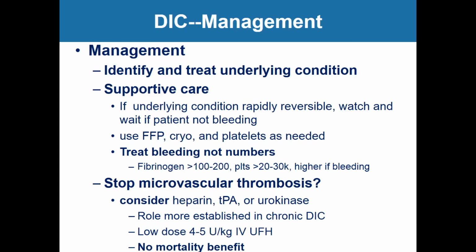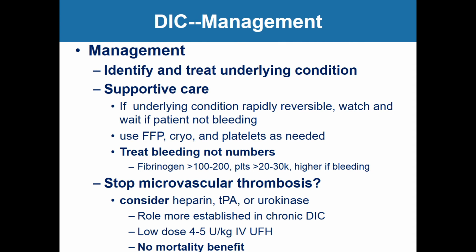Again, please treat the bleeding patient and not just numbers. Ideally, fibrinogen is greater than 100. Platelets are greater than 20 to 30,000. If the patient is bleeding, these thresholds need to be set at a higher level.